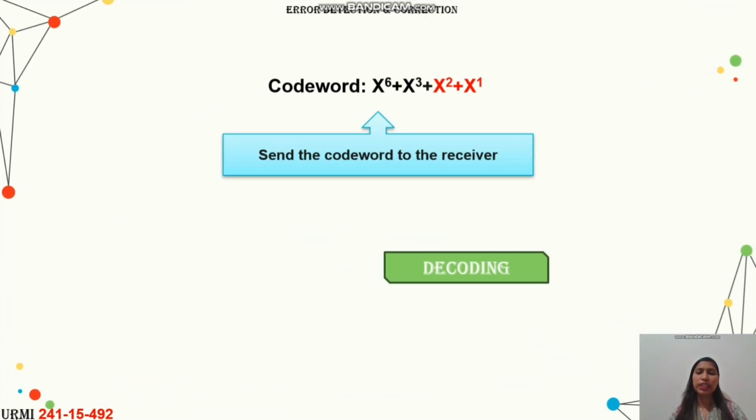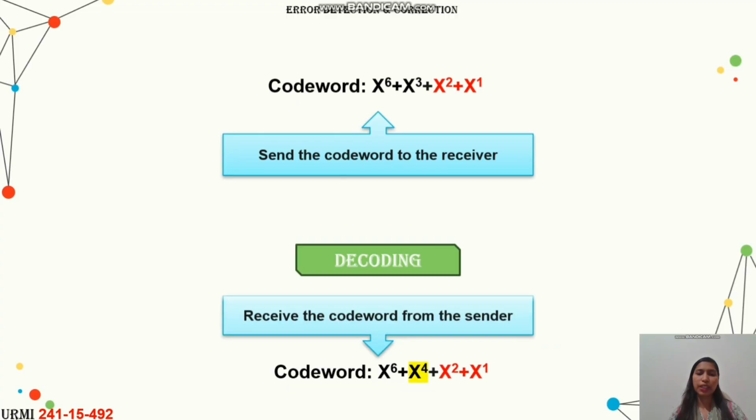After the division, the remainder we get is x square plus x. So the final code word becomes x to the power 6 plus x to the power 3 plus x square plus x. Let's go to the final slide where the receiver checks for errors.